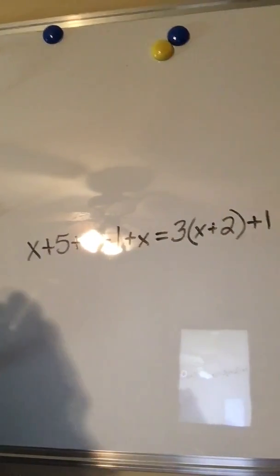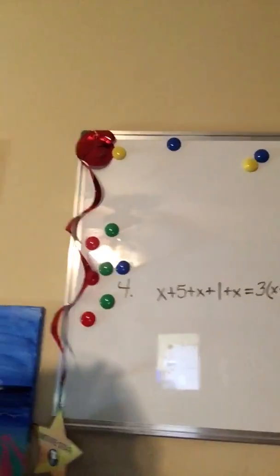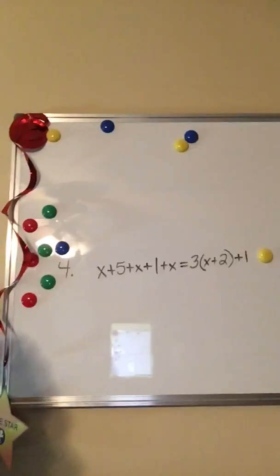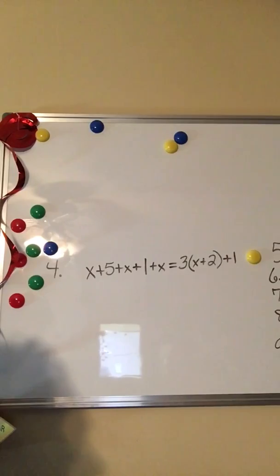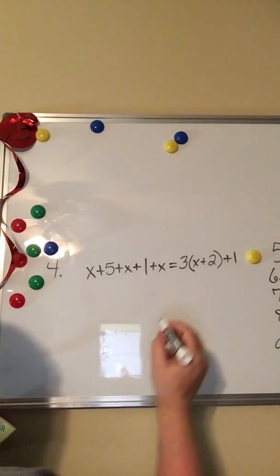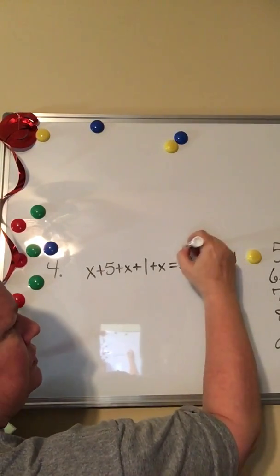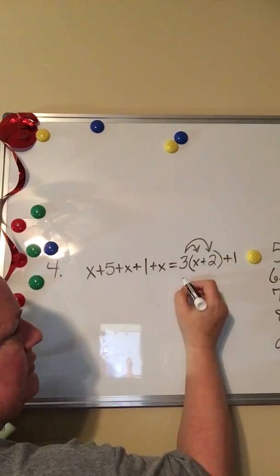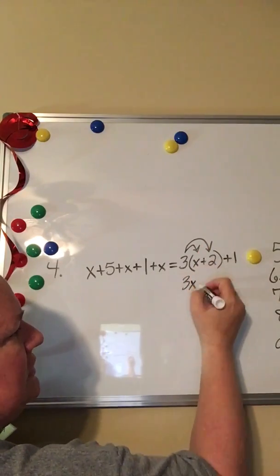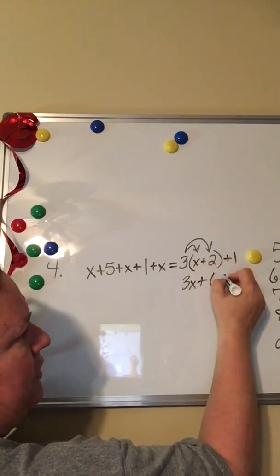All right, then we had this review right here. Let me get the glare out of it. Okay, then we had this review of solving this equation. Okay, what do we do first? We do distributive property. 3 times x is 3x. 3 times 2 is 6. Bring down our plus 1.